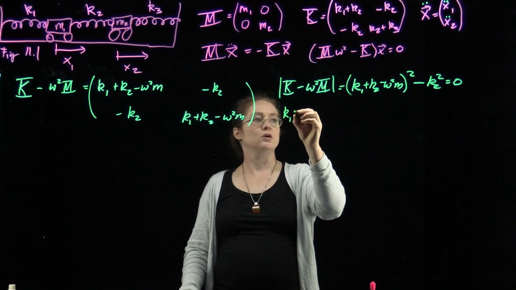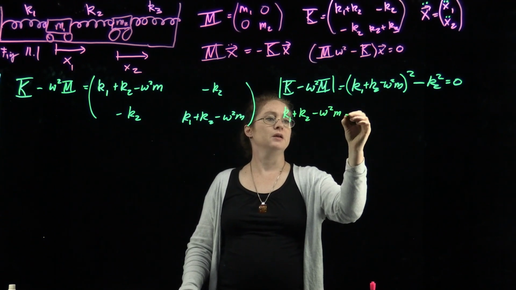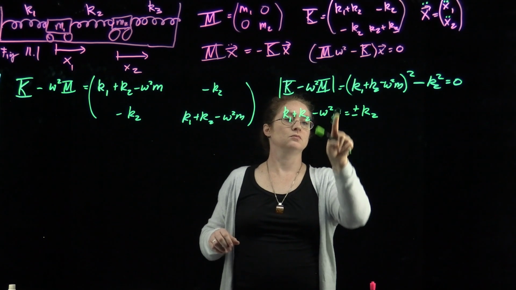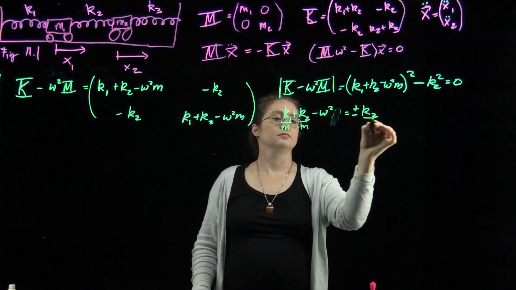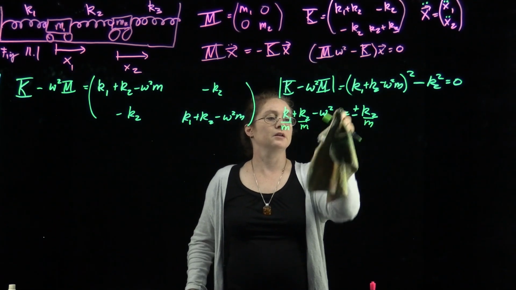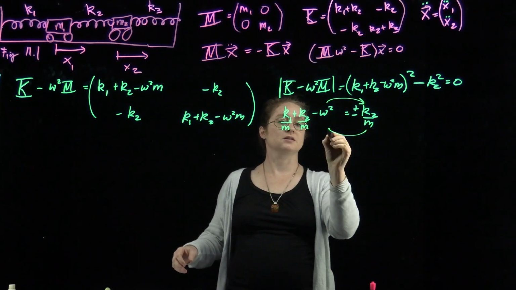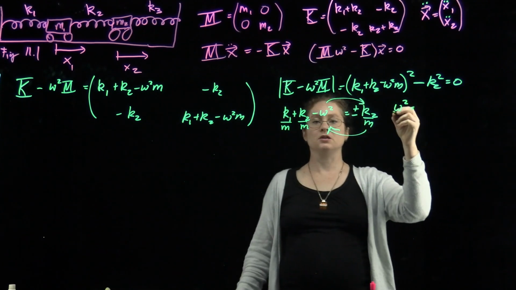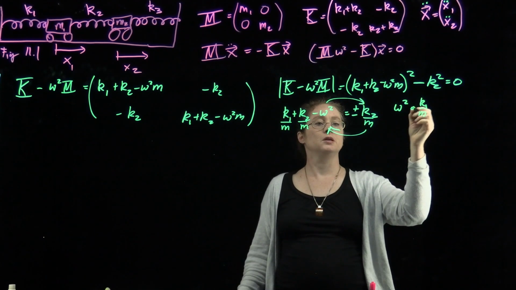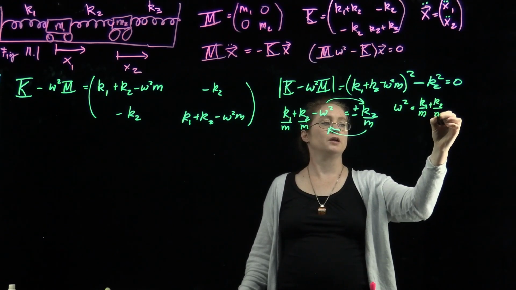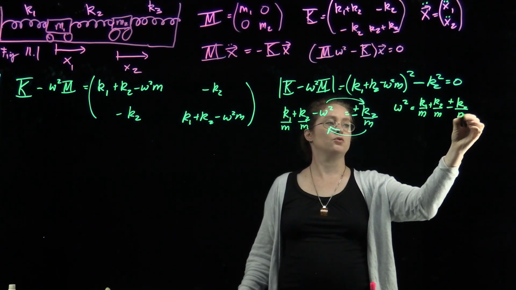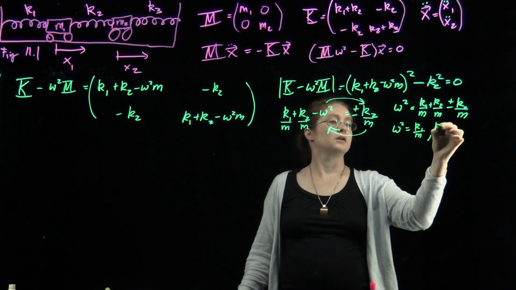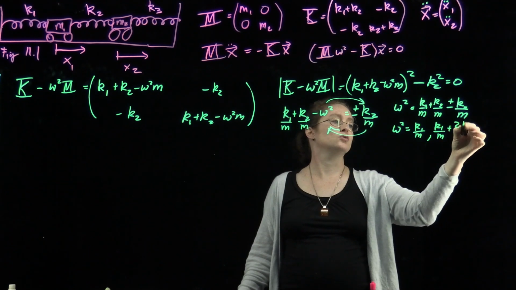So we get k1 plus k2 minus omega squared m is equal to plus or minus k2. I am going to divide through by m, and then put this on this side and this on this side. So I get omega squared is equal to k1 over m plus k2 over m plus or minus k2 over m. So omega squared is either k1 over m, or k1 over m plus 2 k2 over m.